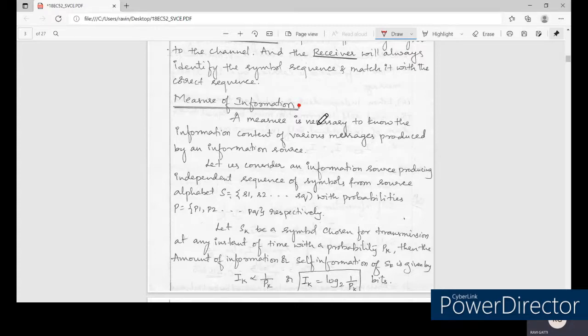So let's say we have a source alphabet S which produces the symbols S1, S2 up to Sq, and these symbols are produced with the probability values represented as P equal to P1, P2 and so on up to Pq respectively. Now our main job is to identify the amount of information conveyed by each symbol. In order to understand this measure of information, I would like to give one of the famous examples given in your textbook.